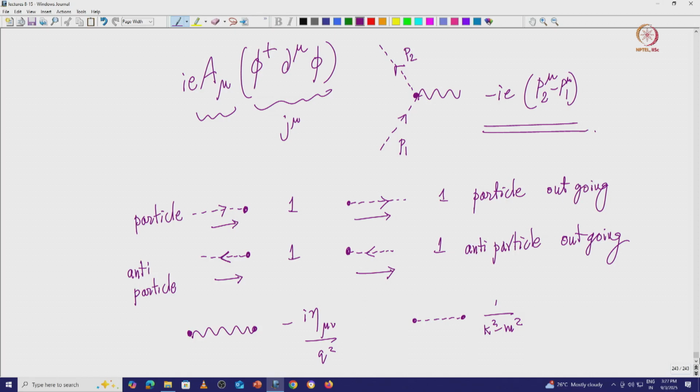This is the coefficient of the product of the wave functions. This is the strength of the coupling, which is the coefficient of the product of the wave functions.